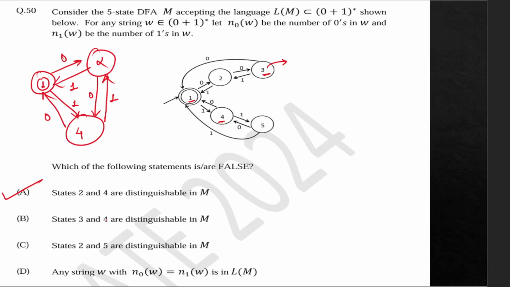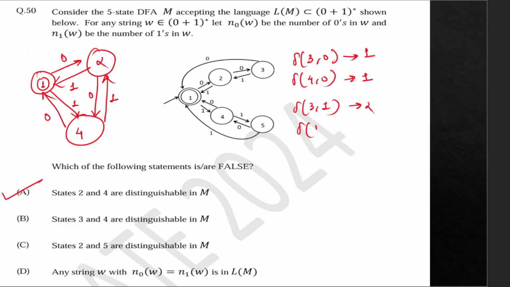Getting everyone? Let's check for B. States 3 and 4 are indistinguishable. So what we have to see here, I'm writing the explanation. From 3 on 0, I will come to 1, right? After that, from 4 on 0, I am also coming to 1. Now let's see transitions on 1. From 3 on 1 I am coming to 2.